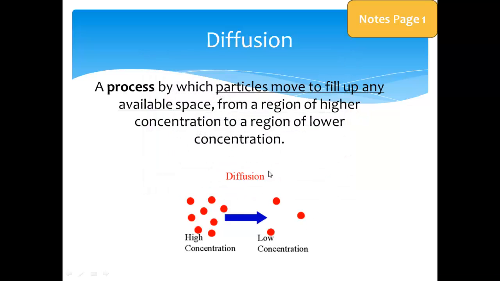Now, diffusion will enable us to achieve a homogeneous mixture. By homogeneous, we mean that we have equal concentration of the particles within the space that we are looking at.